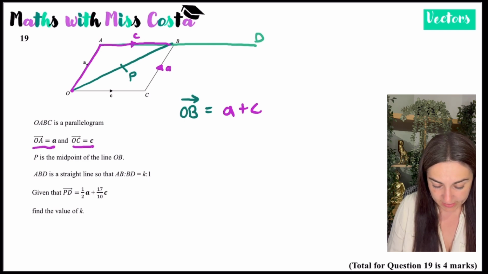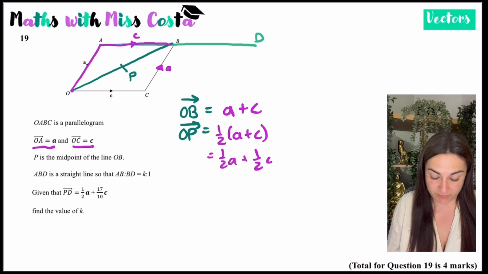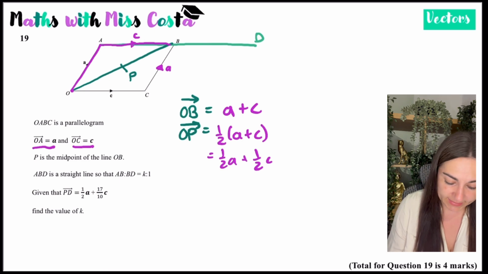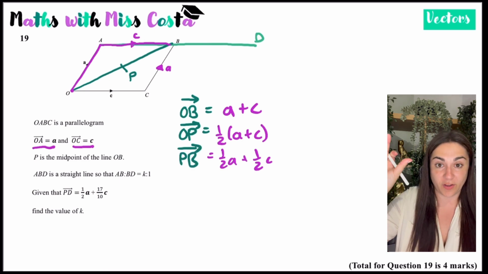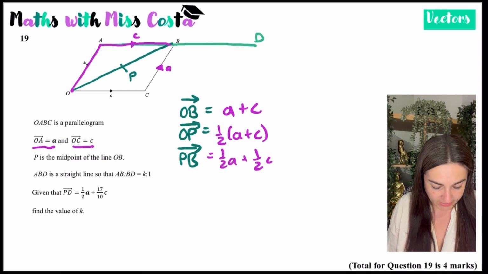That must mean that OP is going to be half of this, half A plus C, which I could write as a half A plus a half C, or I could leave it in brackets, whichever one works best for you. And that also means that PB is also equal to it because it's the halfway point. So if you know a vector and you know the halfway point, you just half the vector, or you multiply it by a half. So that's the first bit.